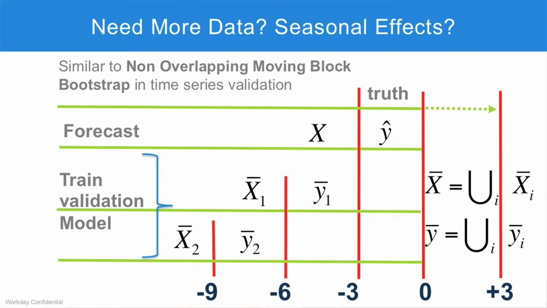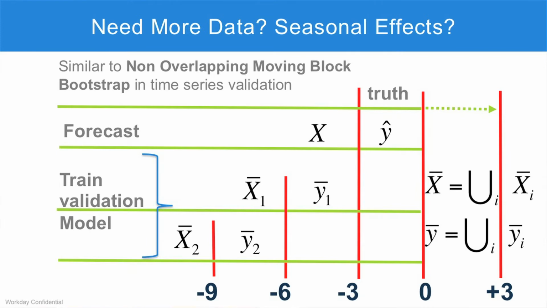You need more data? You want to capture seasonal effects? Sure, we do what we always do, which is slide windows backwards. So we got our first data set by looking at 6 months back, like we did. The X1 bar came from looking backward 6 months. Y1 bar came by looking at between 6 to 3 months. We got more data by sliding back by 3 months.